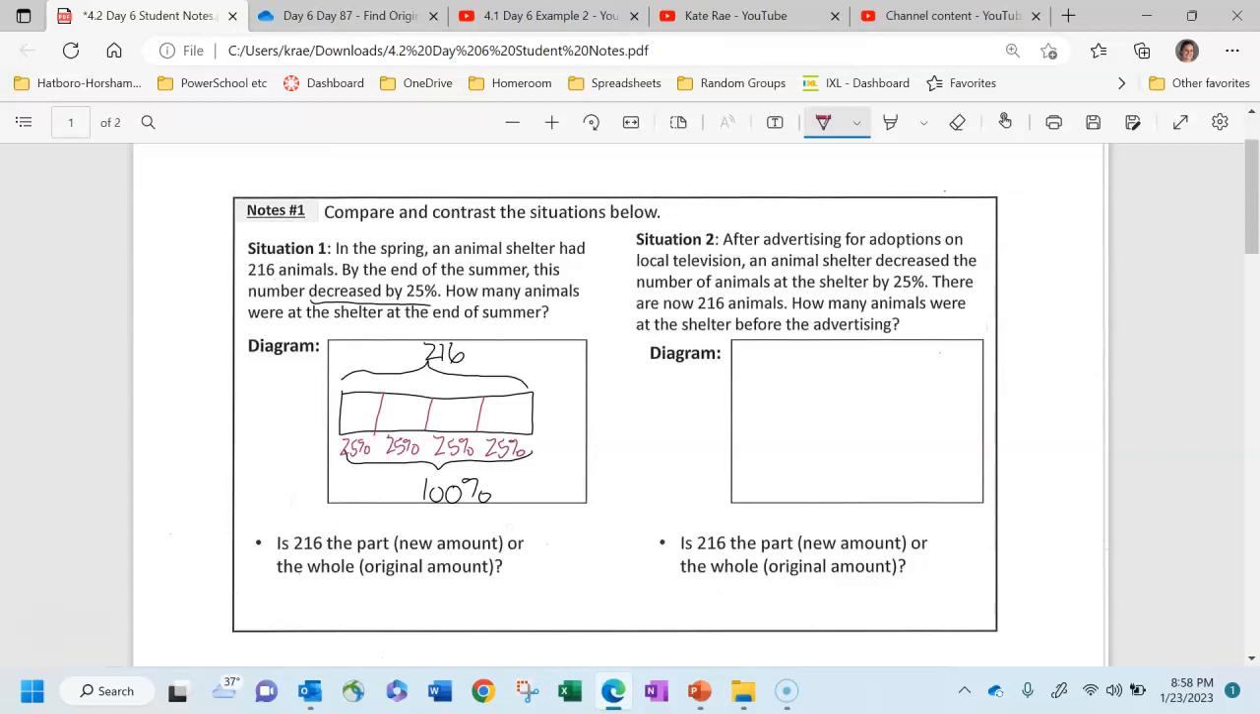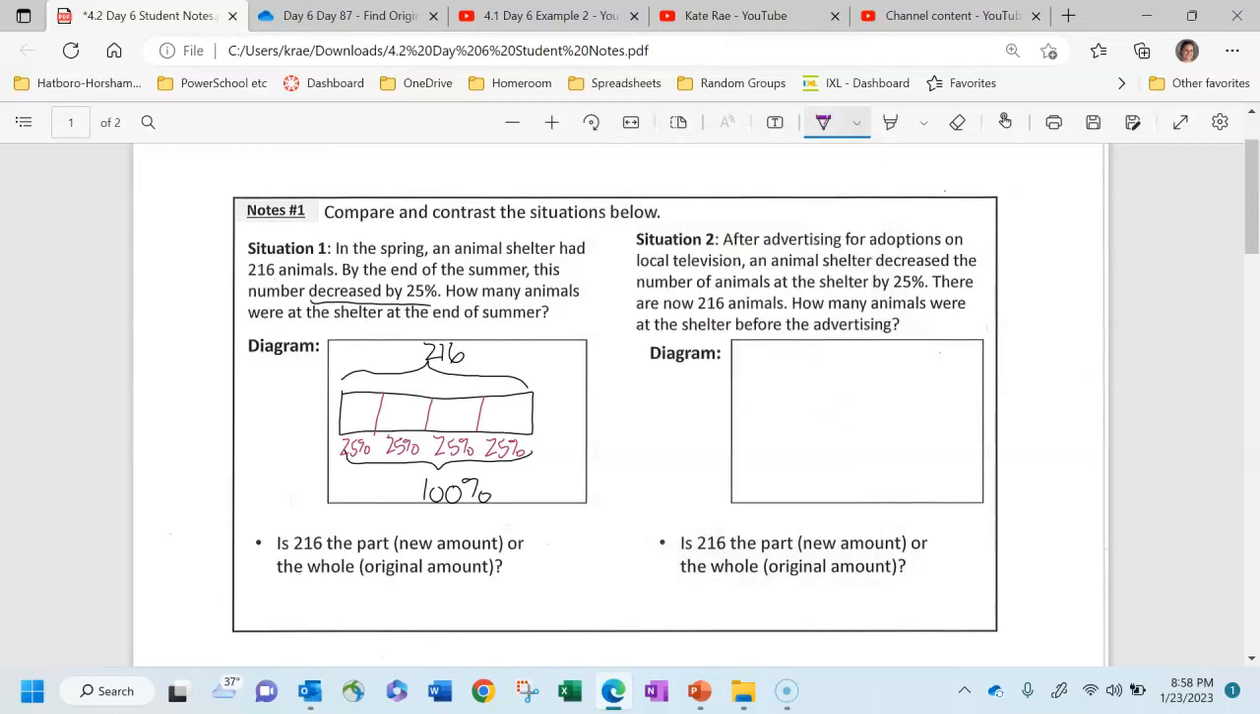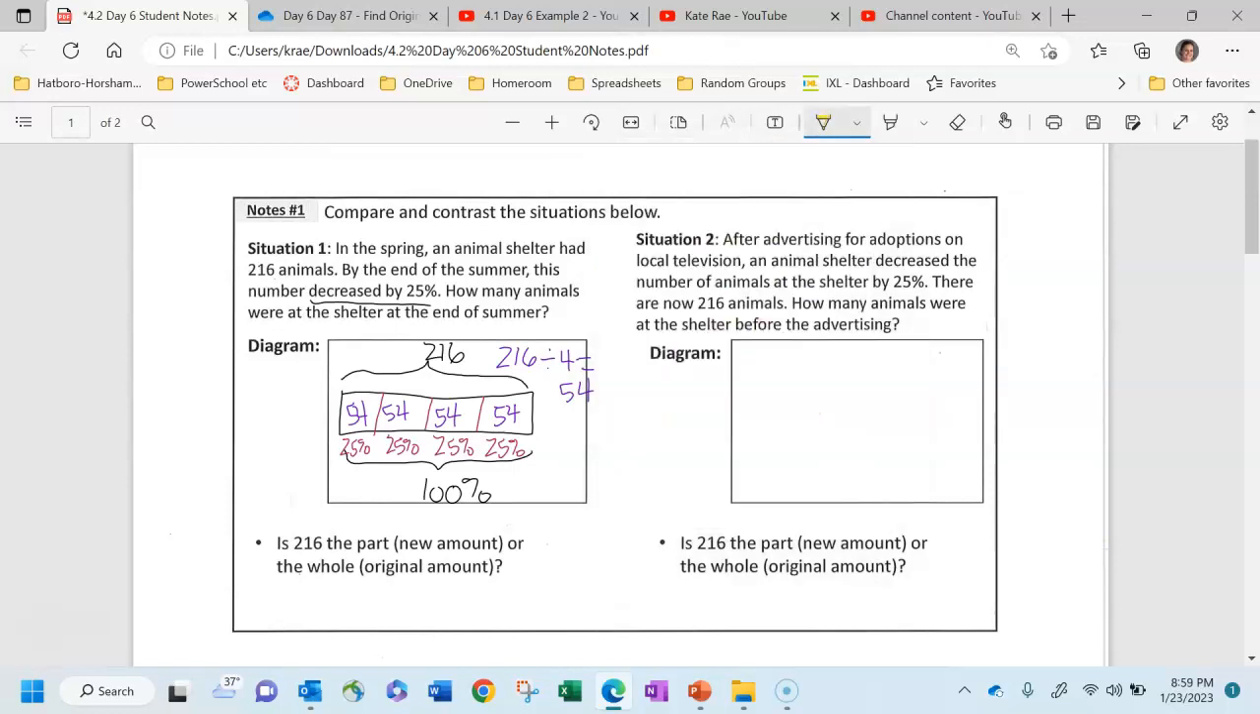And we have to fill in the numbers that go inside this tape diagram. To do that, we're going to take our 216 animals and divide by 4 sections in our tape diagram, and that's going to equal 54. So each of these boxes is going to get a 54 written inside of it. And if you were to add 54 plus 54 plus 54 plus 54, you would end up with our original 216 animals.